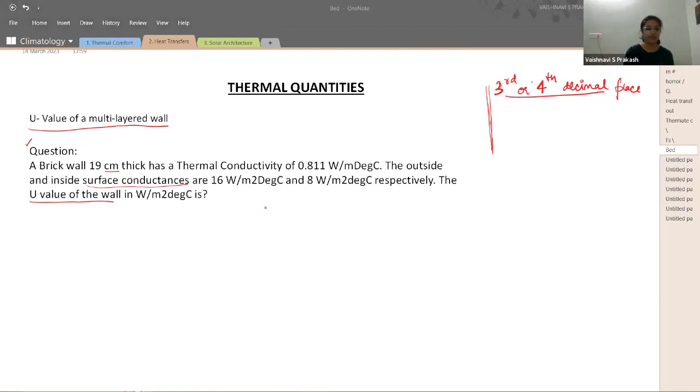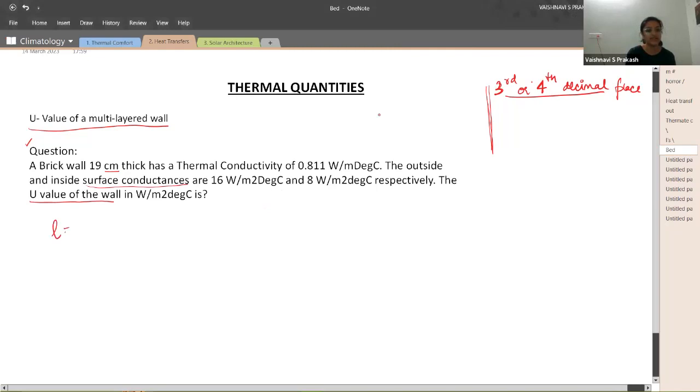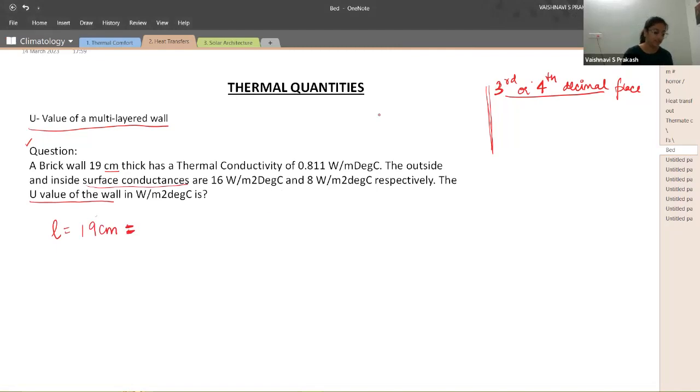Okay, I'll solve it with you now. Let's see what we have here. A brick wall has 19 centimeter thickness. So L is 19 centimeters, which is 0.19 meters. Did you take 19 centimeters while writing the answer?